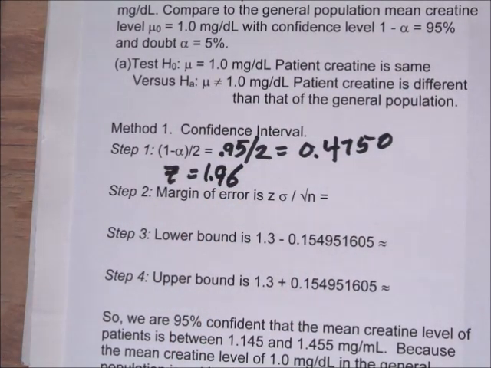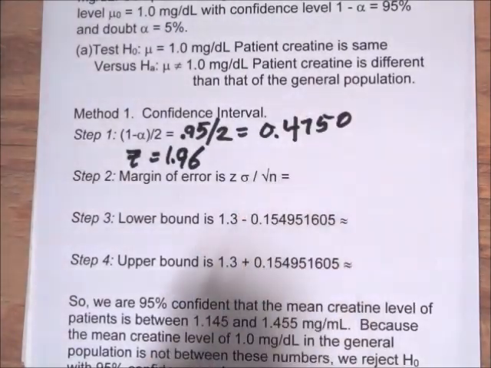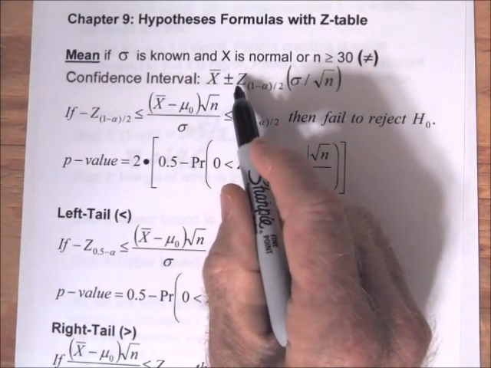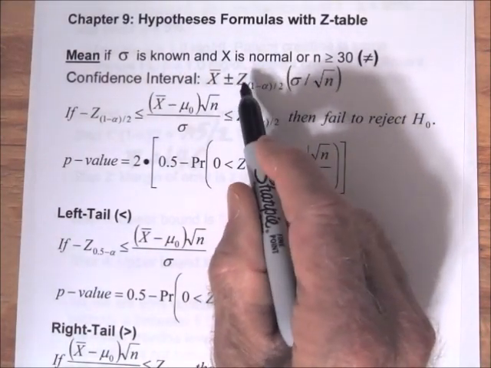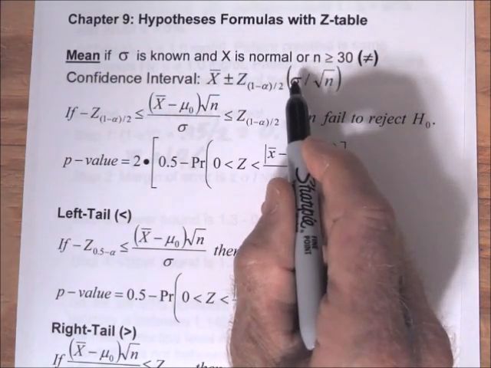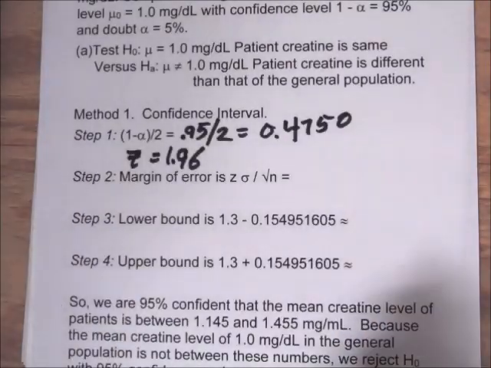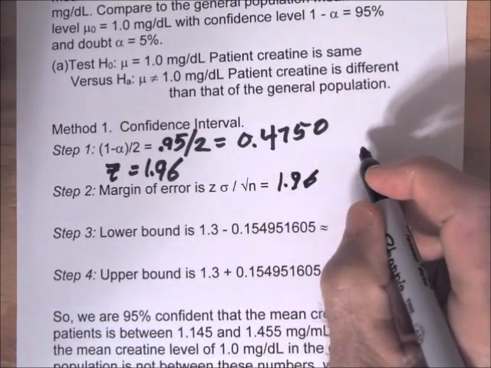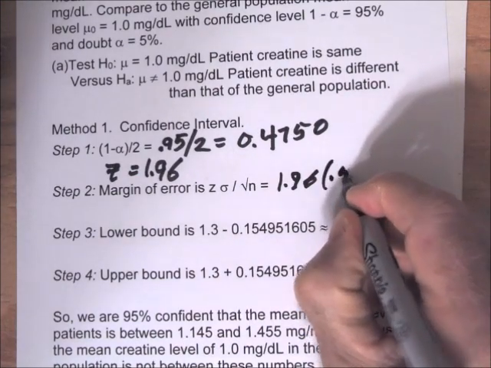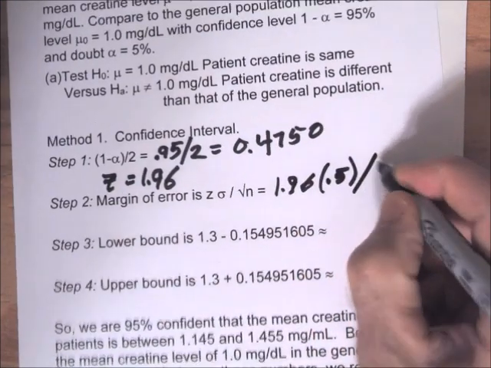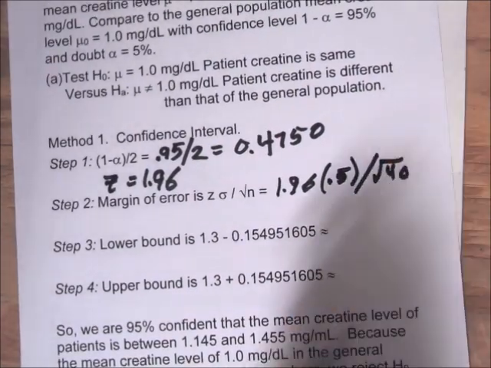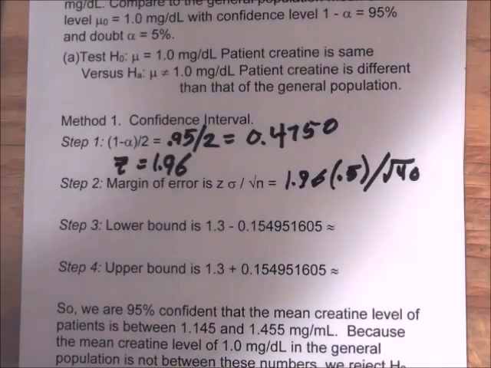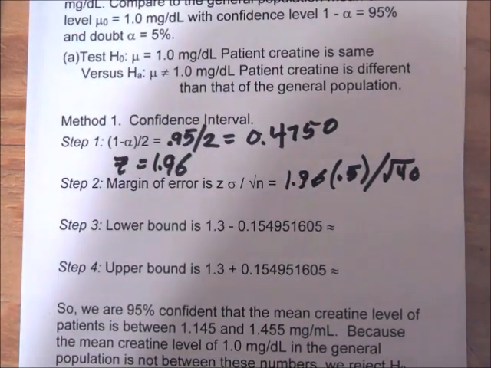And then we can compute the margin of error. That's part of the formula here. The part of the formula that comes after the plus or minus is the margin of error. So it's the number from the z-table times the standard deviation divided by the square root of n. So this is going to be 1.96 times the standard deviation, which is 0.5, divided by the square root of n, and n is 40. So we can do that on a calculator.